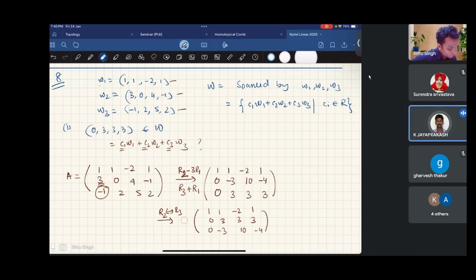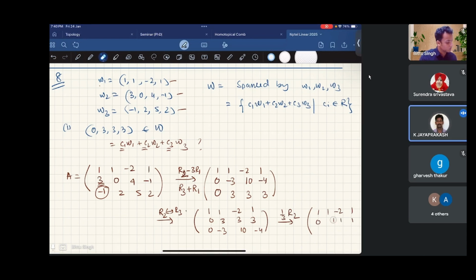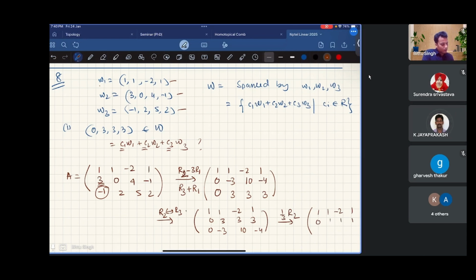So after that, what can we do? I'm not writing again, but just 1/3 times row 2. Okay. So it will become 1, 1, minus 2, 1, then 0, 1, 1, 1, and the third one is 0, minus 3, 10, minus 4, minus 1.